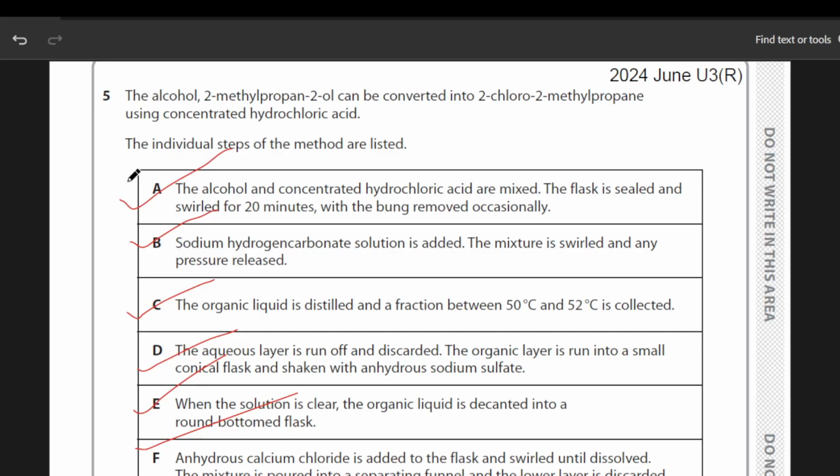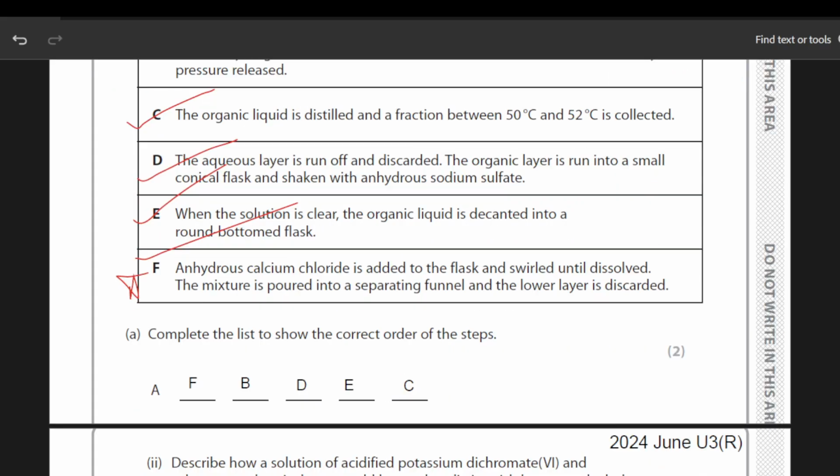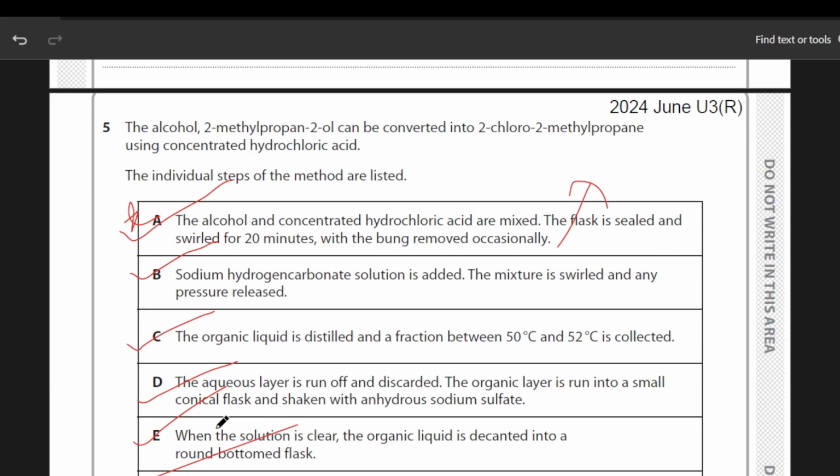At first, obviously, we're going to do A: the alcohol and the concentrated hydrochloric acid are mixed, and the flask is sealed and swirled for 20 minutes, with the bung removed occasionally in order to ensure that some of the air pressure or gases get removed. Later on, we need to add a drying agent such as anhydrous calcium chloride, and then swirl it until dissolved. And then after the solution gets completely separated, later on, if we see B, we add sodium hydrogen carbonate solution, and the mixture is then swirled, and if there is any pressure, it will be released. The whole point of swirling is to ensure that any pressure present gets released.